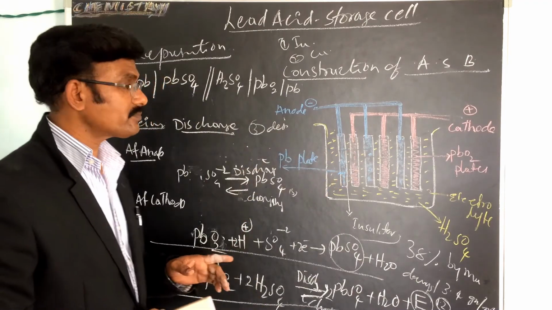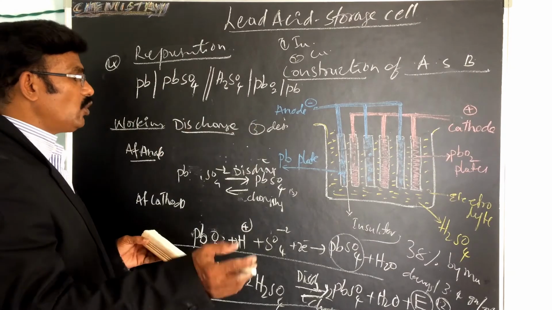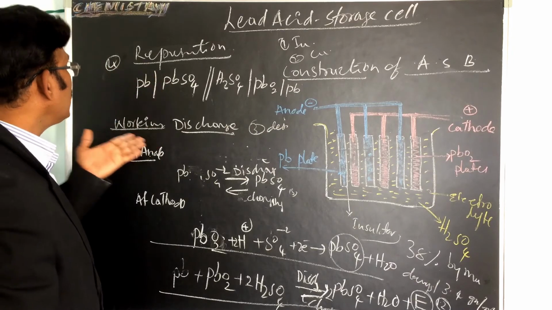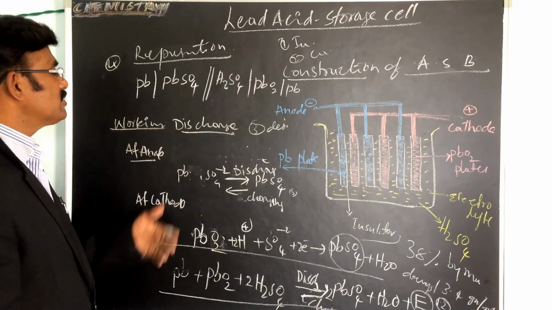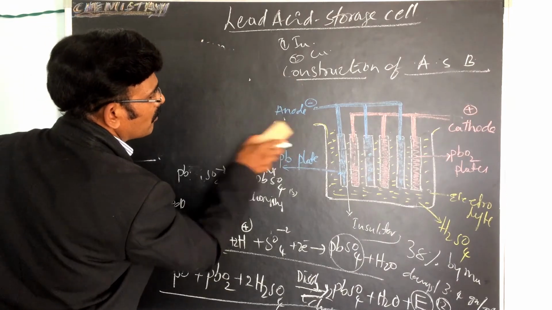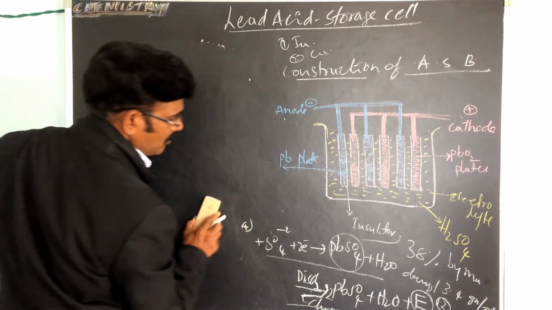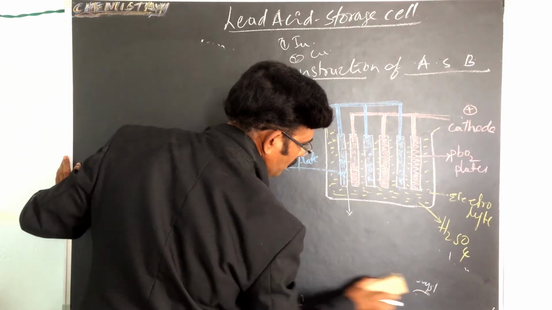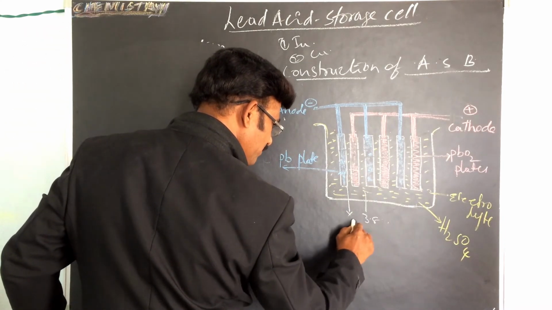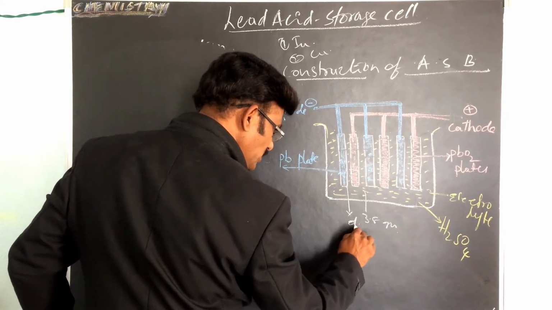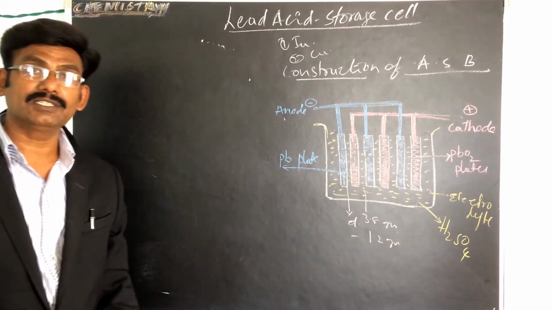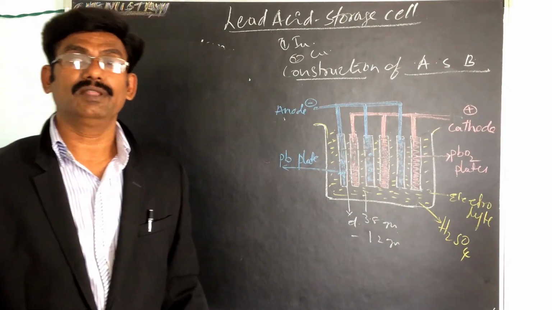Now please note down all these things: the battery construction, the notation, and the working condition, which is discharging. Most important is the density, originally 3.8 and after use it falls to 1.2. This difference is also asked in objective type question papers.